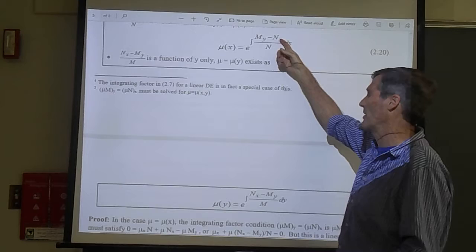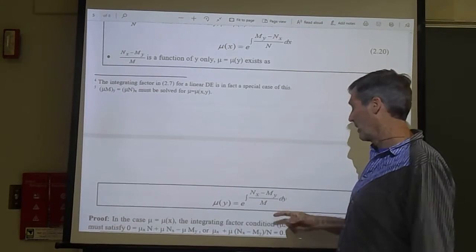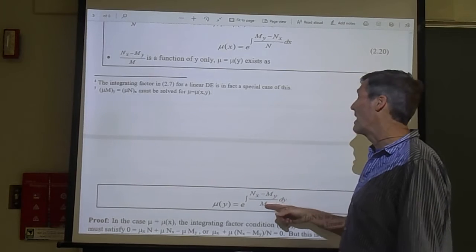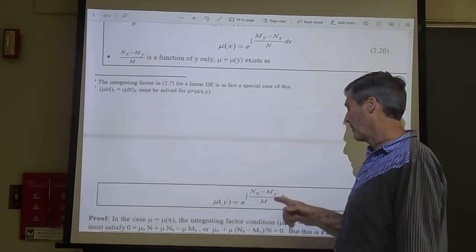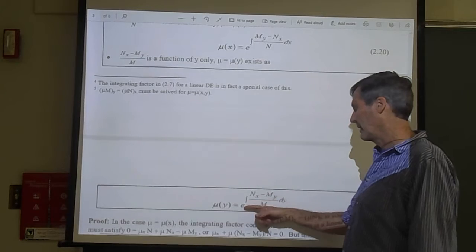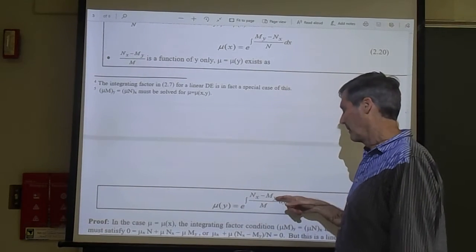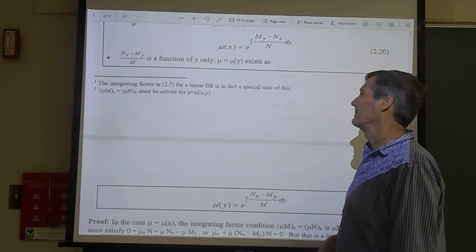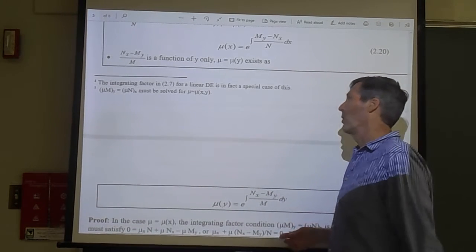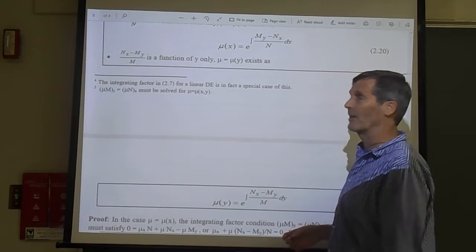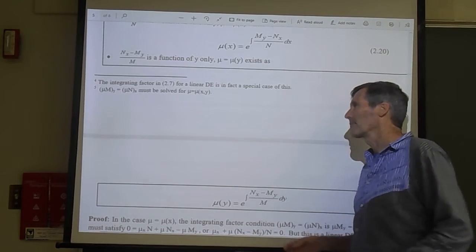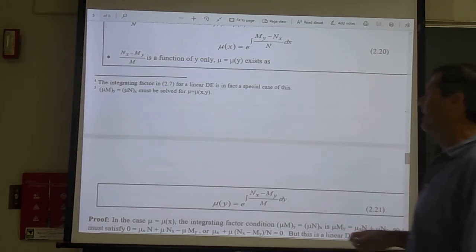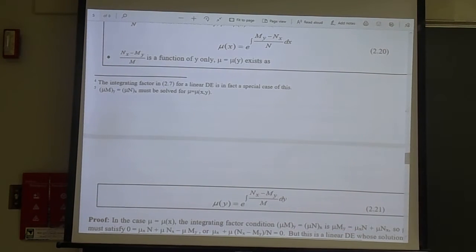E to the integral of that. On the alternative, if this doesn't work, suppose (N_x minus M_y) over M instead of N is a function of y only, then e to the integral of that is an integrating factor. That's what we just proved. So this still isn't applicable in a whole lot of cases, but in enough cases that it's the main way we can make a non-exact equation exact: these two cases.